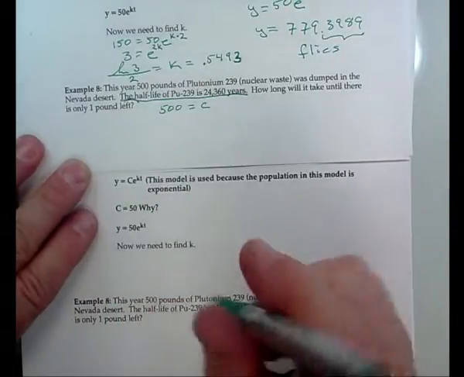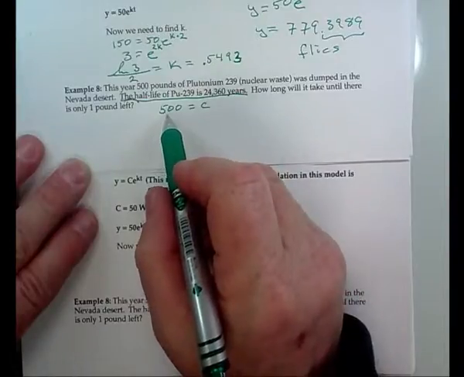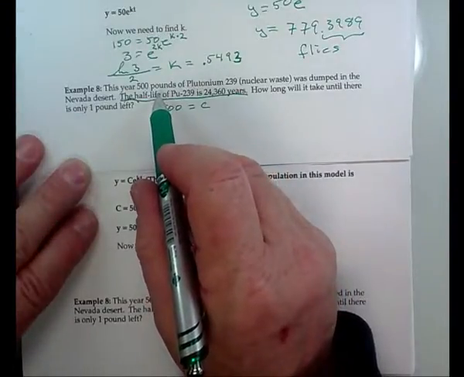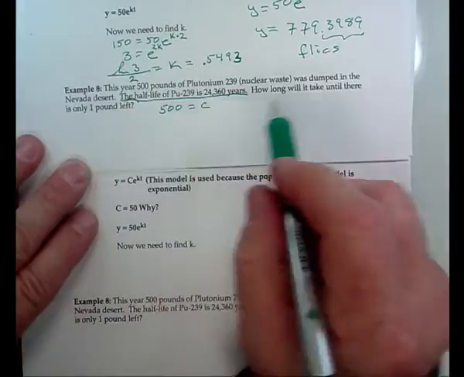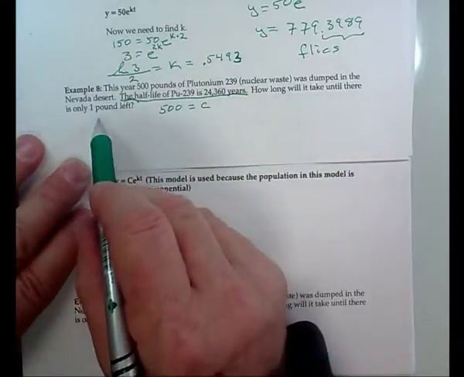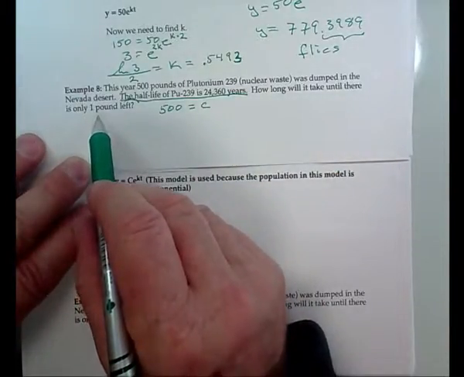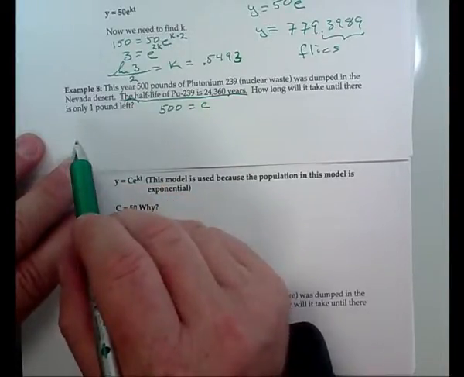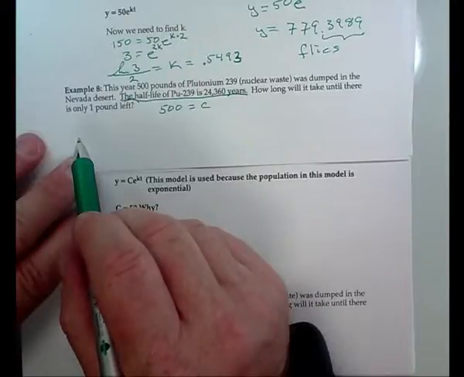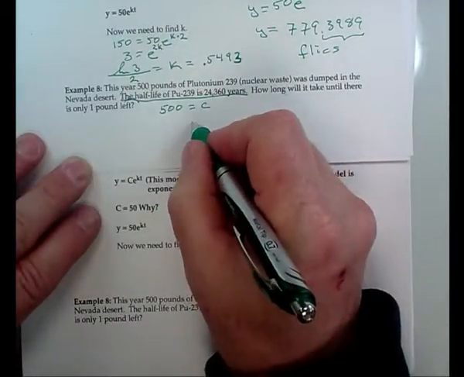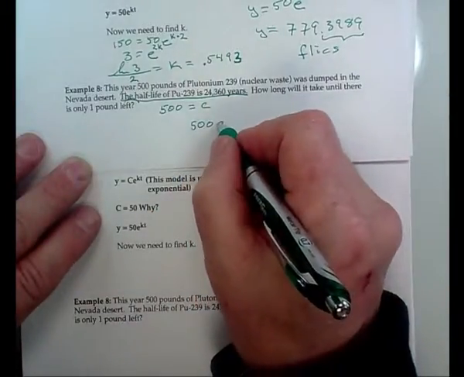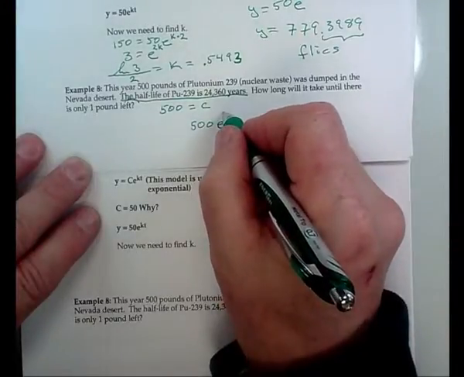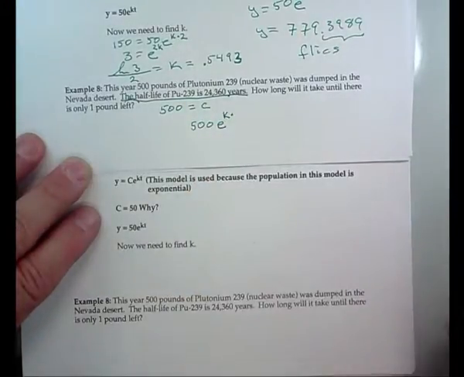Okay? We'll have 250 pounds of plutonium, correct? And then how long will it take there to be only 1 pound left? Forever is my answer. Well, the first thing we're going to do is figure out K, correct? So I have 500 e to the K times what, Morgan? Time, right? What is that time?